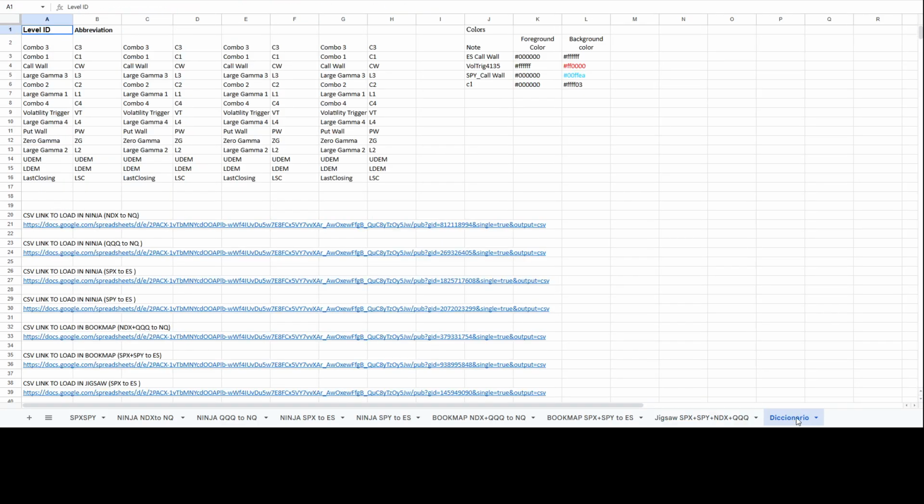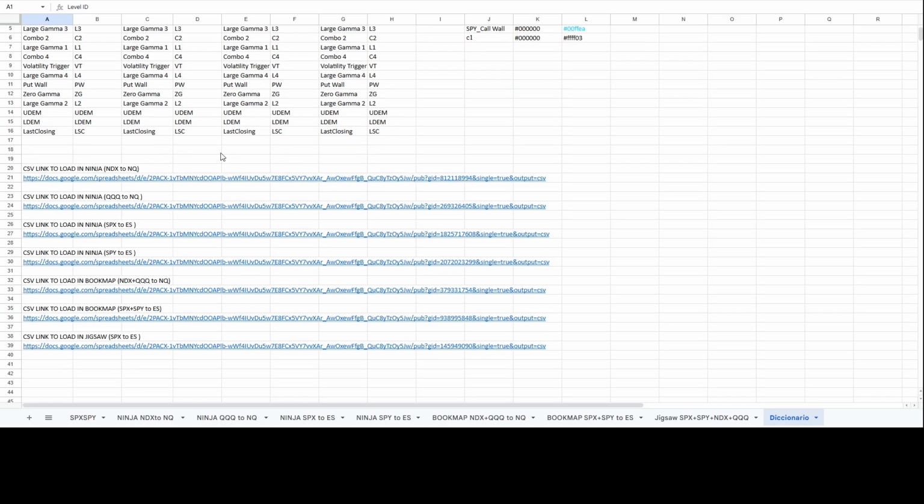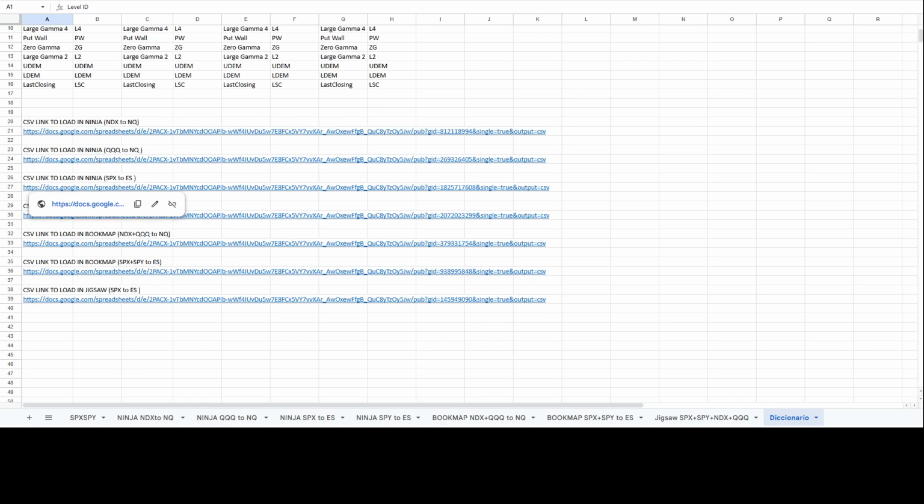And here in the dictionary, these are all the links that you can use to load all the information, Spot Gamma and my own parameter calculation, in your platform. Using these CSV links, for example, these 4 links are for Ninja, these 2 are for Bookmap, and this is for Jigsaw.